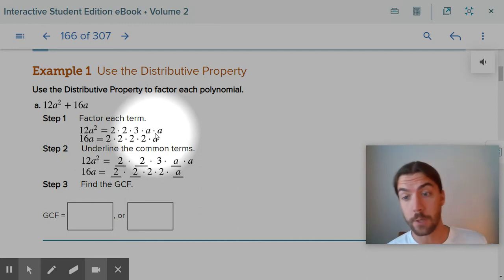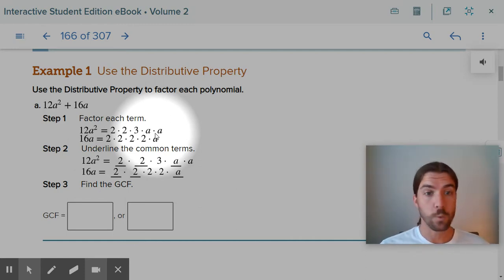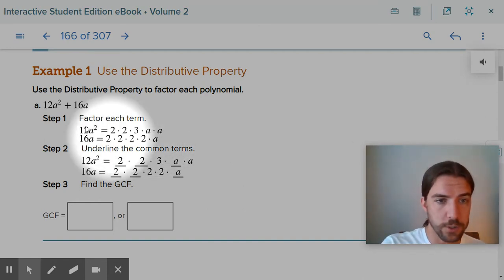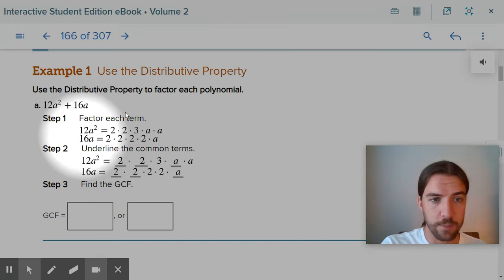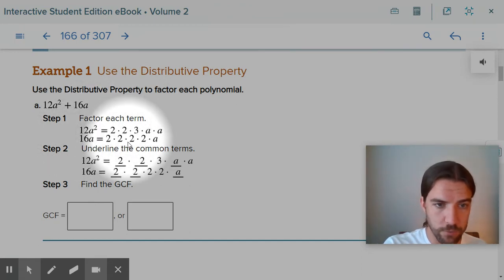What I'm showing you here, by the way, is kind of the longest way to do these problems. So when you get comfortable with this, you probably won't take this many steps. You might just look at 12 and 16 and come up with the answer. But let's go through the steps.